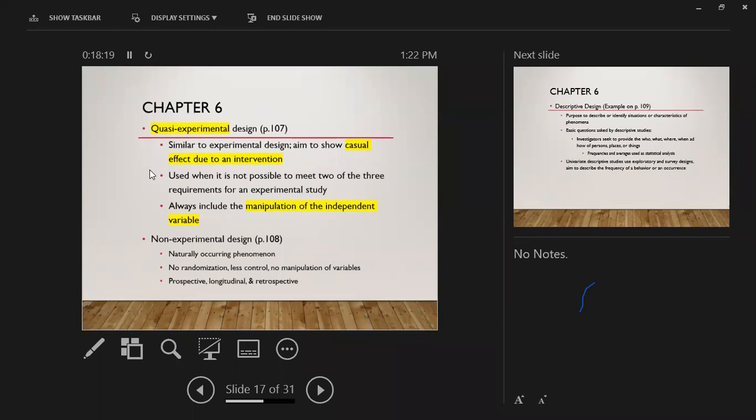Okay, non-experimental. It just happened in a natural setting, okay? No randomization, no control group, and no manipulation of the independent variable, no intervention, but still you are looking at what's happening. You can just follow the group and collect data, or you can go back and collect data, or you can follow after 1 month, 2 months, 3 months, 6 months, or 1 year later, you can collect data longitudinally too.